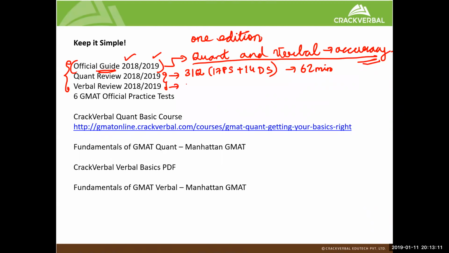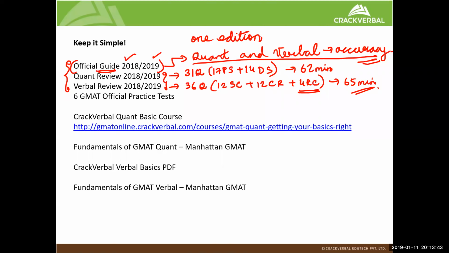For the verbal review, make a set of 36 questions: 12 questions from sentence correction, 12 questions from critical reasoning, and 4 RC passages. Ideally, each RC passage will have around 3 to 4 questions. Ideally on the test also, you're going to get 4 RC passages, or you're going to get 3 RC passages where all 3 are really, really long. So 12 SC, 12 CR, and 4 RC passages, and you solve these questions in a time frame of 65 minutes.